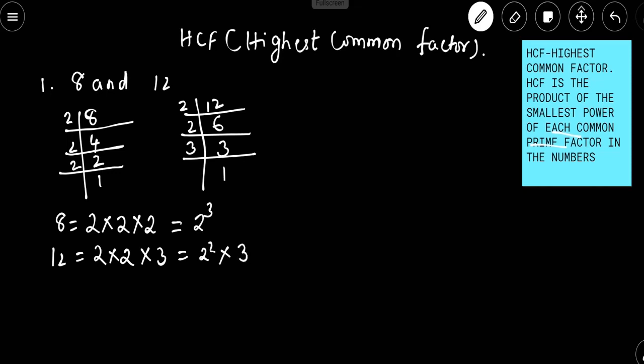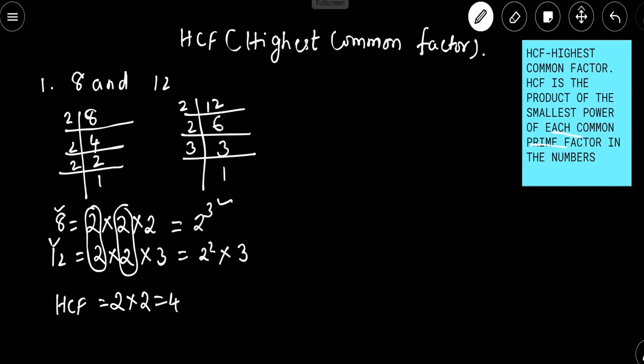Now we have to calculate the HCF. So we have to find the common factors, the ones common with 8 and also with 12. Can you see, this 2 and 2 are common, and this 2 and this 2 are also common. So it is equal to 2 into 2, which becomes 4.